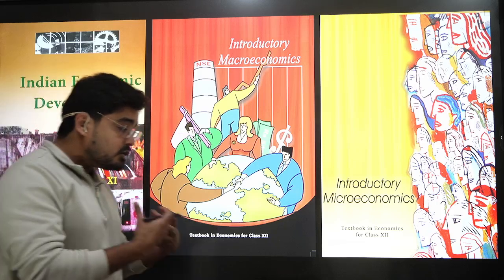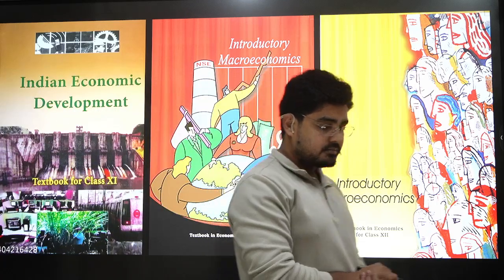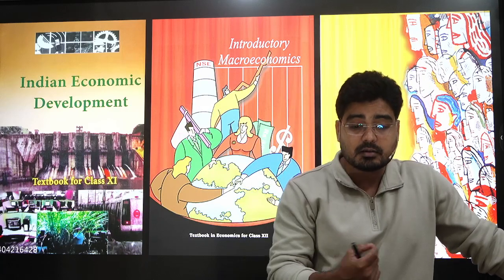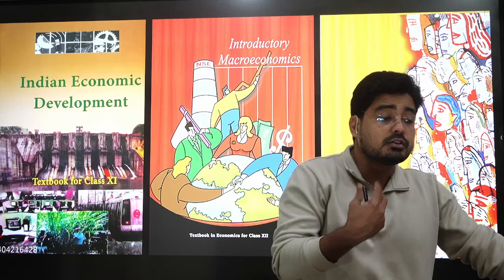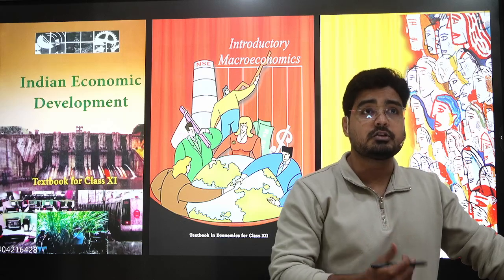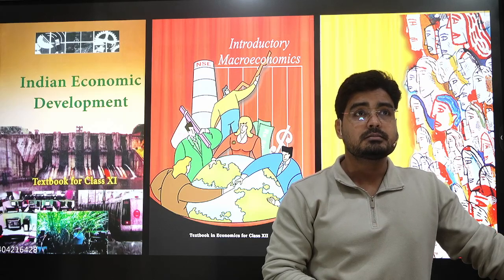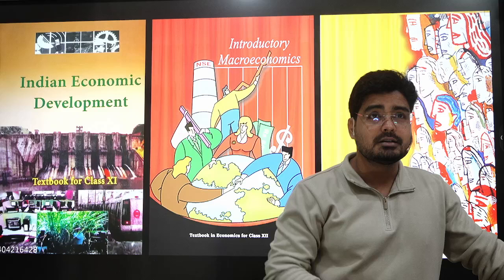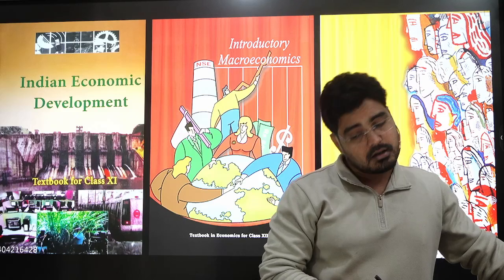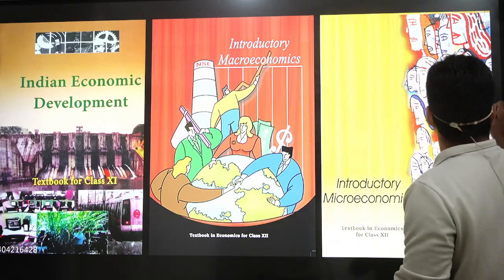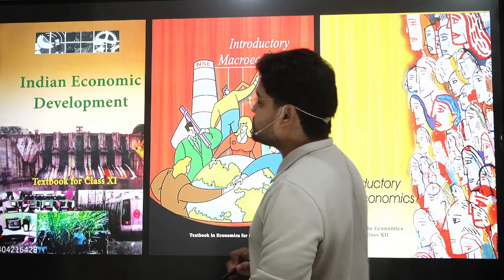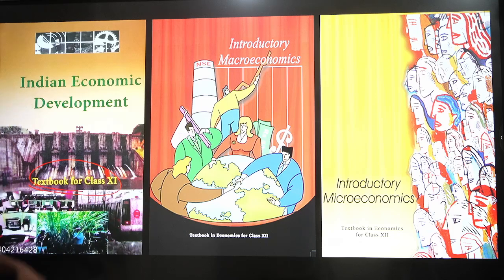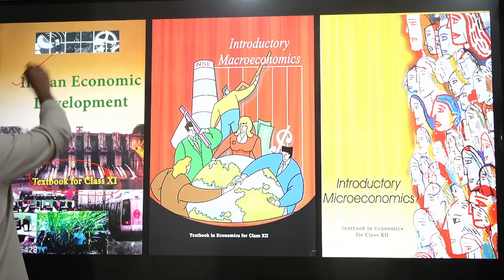So that brings me to the discussion of sources. What are the sources? How do we start the subject of economy, especially for those students who have never been exposed to this subject? The last time you went through this subject was way back in your school, probably. So please, I suggest students to start with this textbook for class 11, Indian Economic Development.